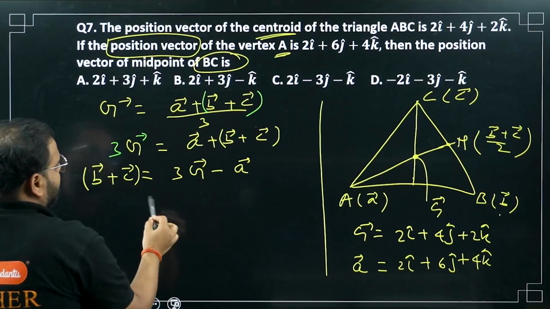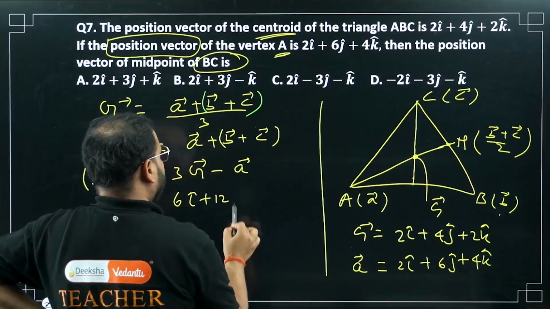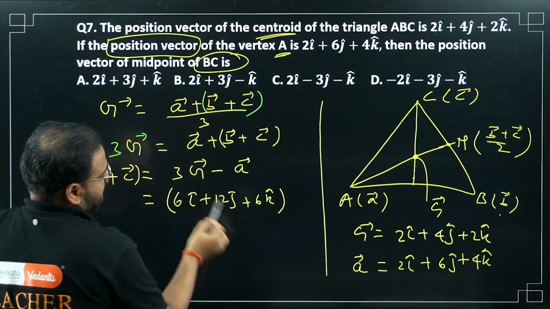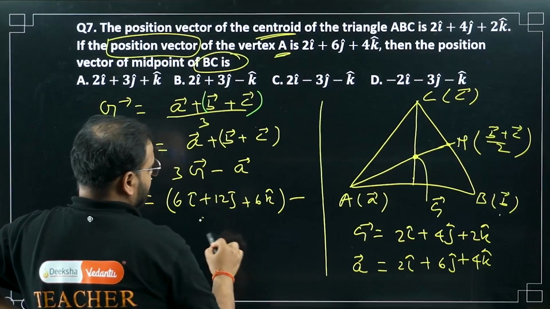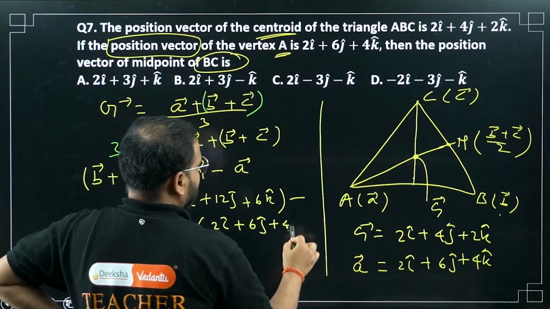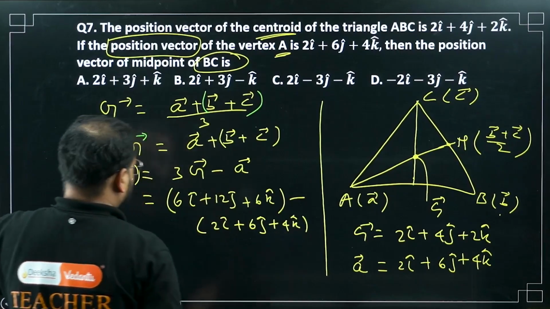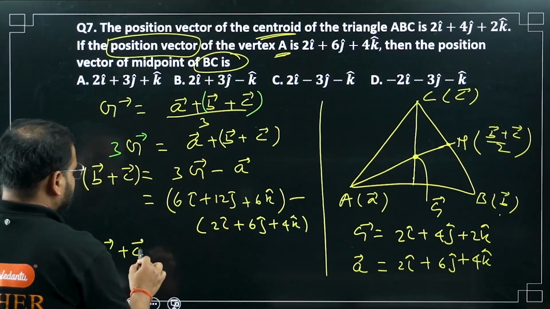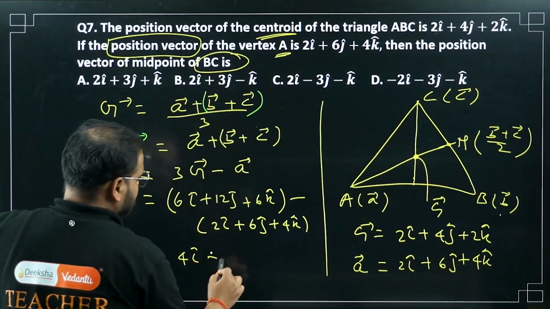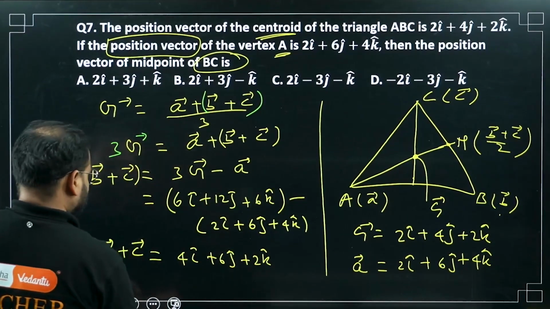Three times G is going to be 6i cap, 3 times 4, 12j cap, and 3 times 2, 6k cap. This is 3G. Minus sign will be there. A is 2i cap plus 6j cap plus 4k cap. So B plus C is 6 minus 2, so 4i cap; 12 minus 6, so plus 6j cap; and 6 minus 4, so plus 2k cap.